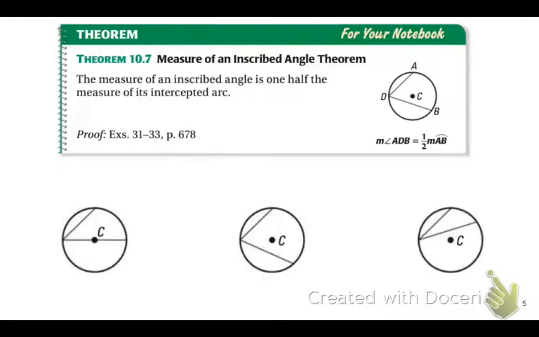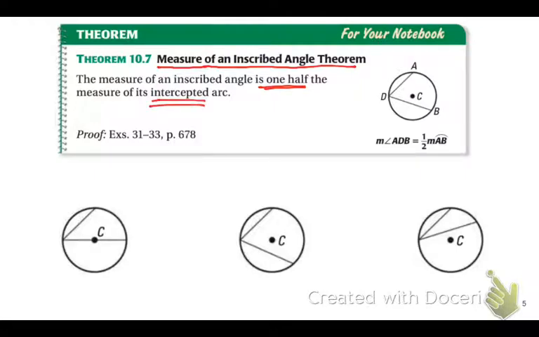Here's our first theorem for this section. This theorem tells us the measure of an inscribed angle. You can imagine how handy that is going to be. Can you see all those quiz and test questions asking you to find the measure of an inscribed angle? So this theorem is super important. The theorem says the measure of an inscribed angle is 1/2 the measure of its intercepted arc.